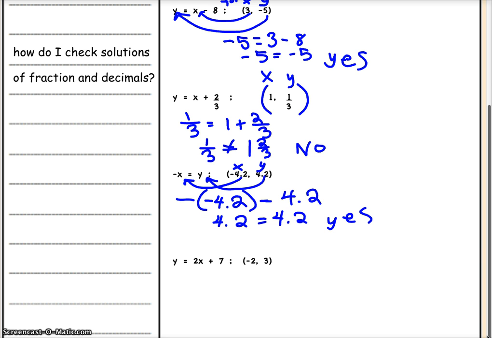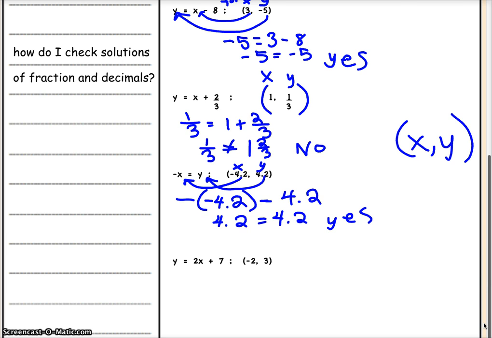So I want you really reflecting right now, how do you feel about checking if an ordered pair is a solution? You're going to have to show some work. You're going to have to remember the main concept that a point is always x and then a y, and then know how to plug it in.